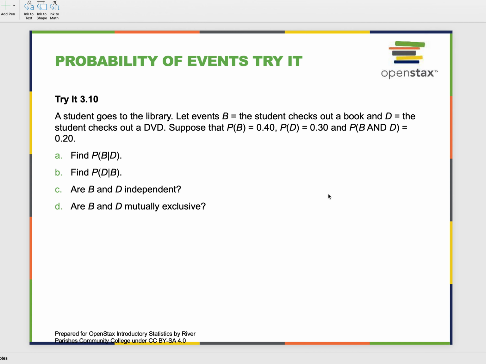It sounds like the German class again. Probability of taking German, probability of taking Spanish, but in this case it's a book and a DVD. The probability of B and D.